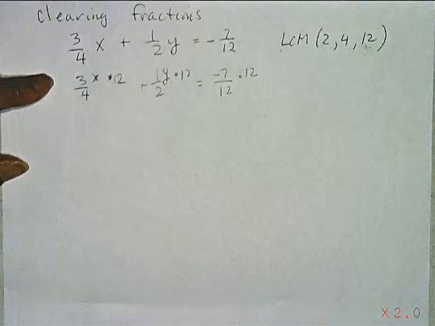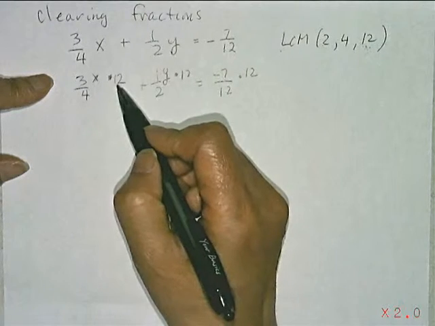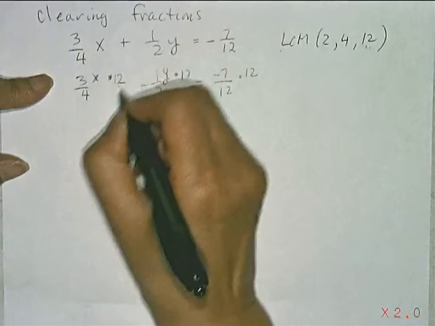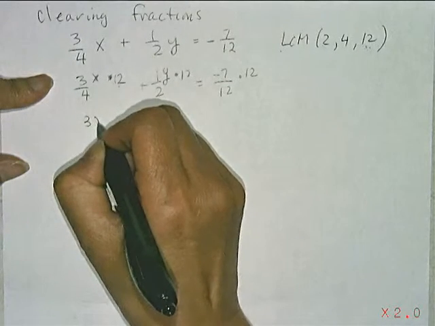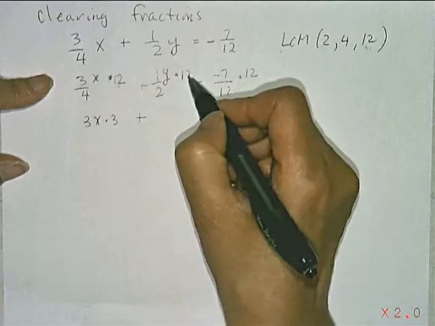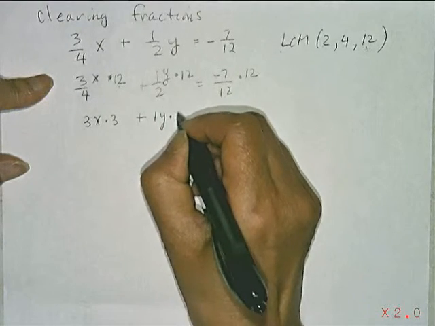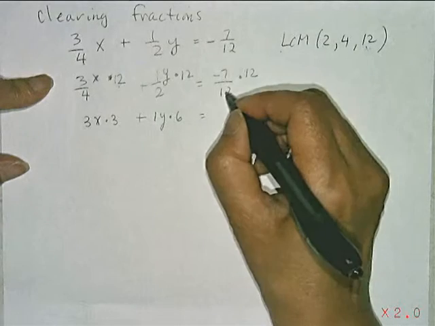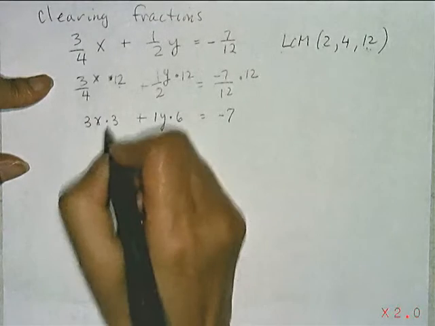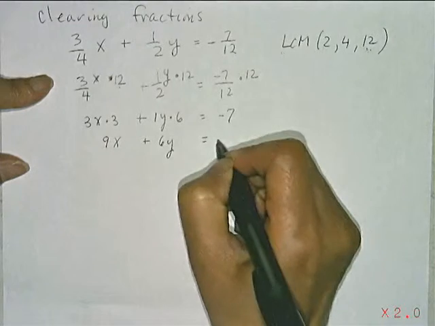And what I'm going to do is take my multiple, 12, and divide by the denominator. So 12 divided by 4 is 3. So it's 3x times 3 plus, I'm going to take the 12 divided by 2, so it's 1y times 6 equals 12 divided by 12 is 1, times -7. That clears our fraction. We'll simplify this as 9x plus 6y equals -7.